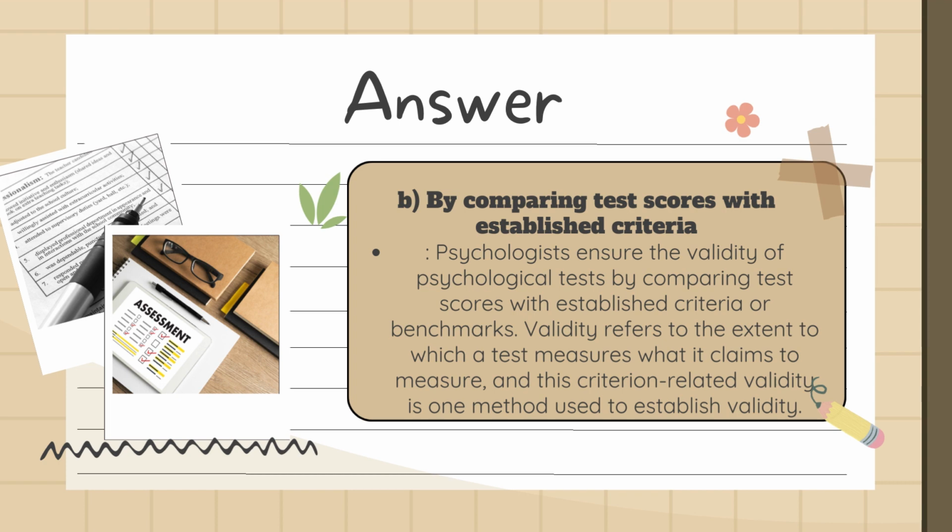Psychologists ensure the validity of psychological tests by comparing test scores with established criteria or benchmarks. Validity refers to the extent to which a test measures what it claims to measure, and this criterion-related validity is one method used to establish validity.